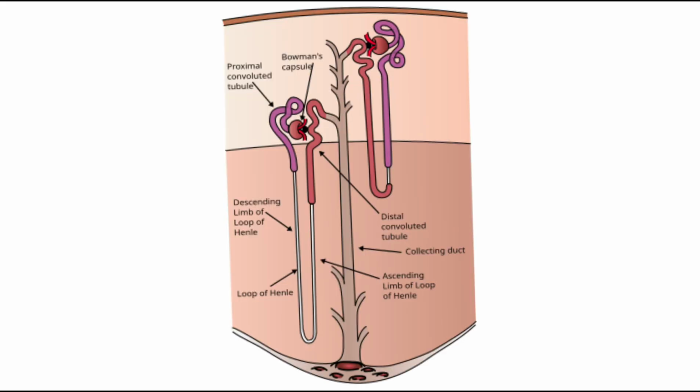Urine formation involves three steps. The glomerular filtration, a passive process where the blood is filtered under pressure. Tubular reabsorption, reclaiming water and solutes like glucose and amino acids back into the blood. Then tubular secretion, moving substances like hydrogen and potassium into the filtrate.